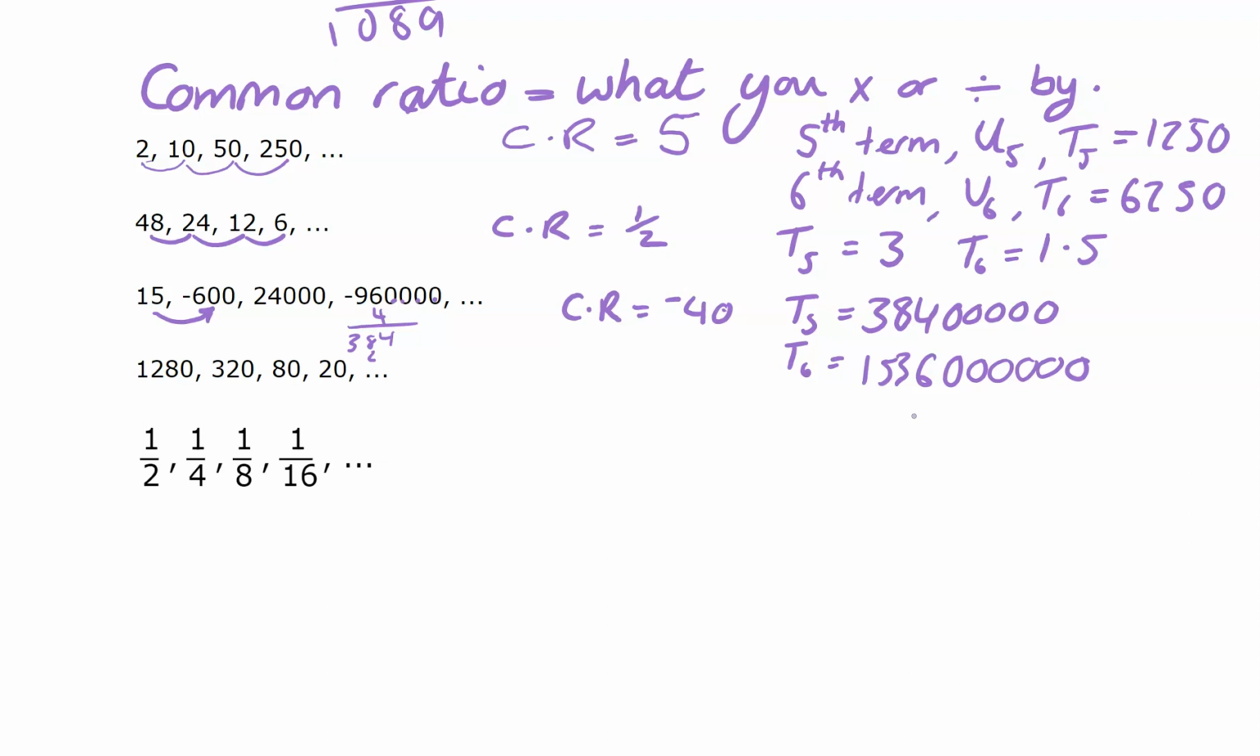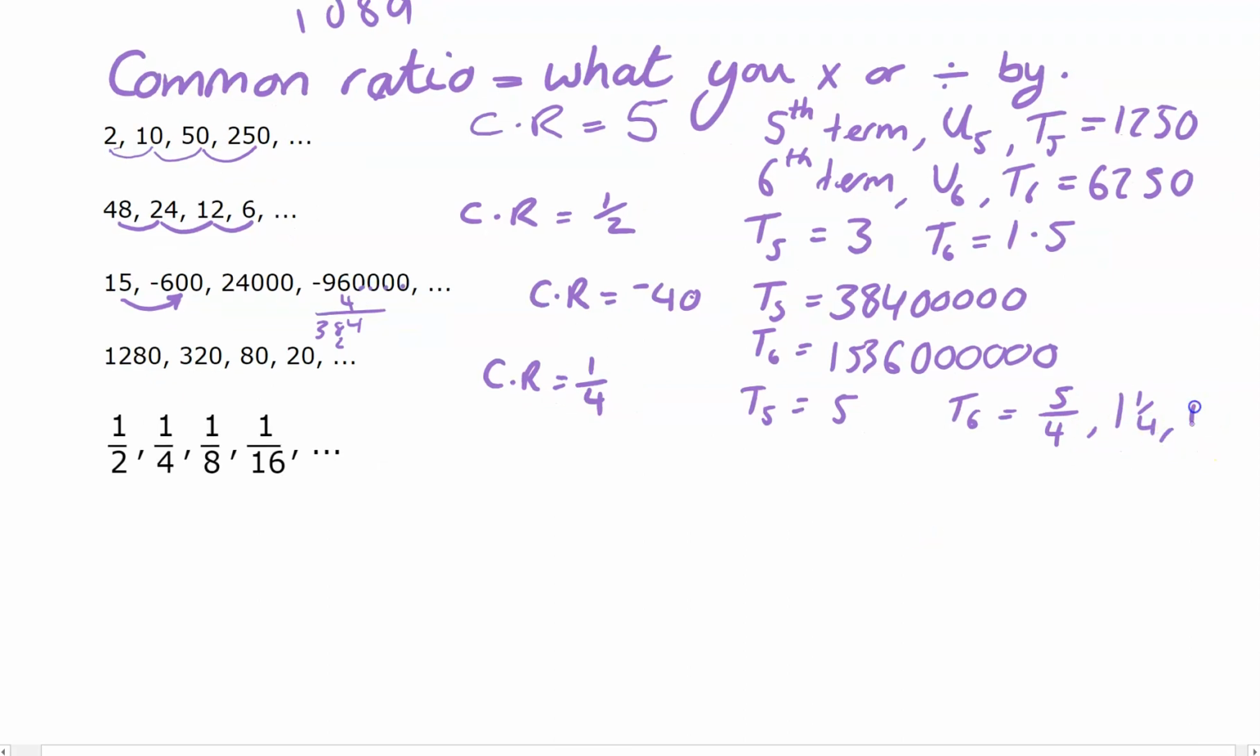Right, next one. Looks like it is a division, and it's a division by 4. So your common ratio is a quarter. You are quartering your answer each time. So T5, a quarter of 20 is 5, and T6 a quarter of that. You could either write as 5 over 4, you could write as 1 and 1/4, or 1.25. Again, if it's in an exam, read the question. If it specifies what it wants it as, do it. If it doesn't, then any of those would be acceptable.